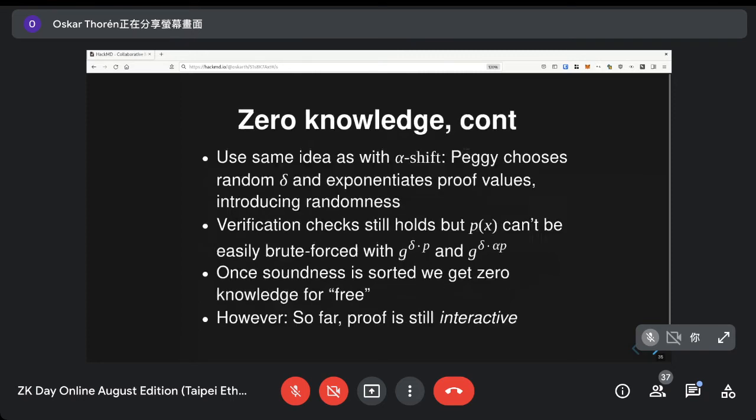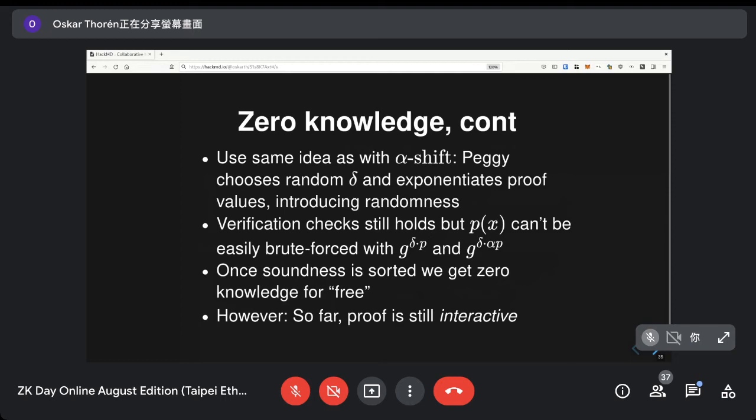And we're going to use essentially the same idea as we did with alpha shift, where Peggy is choosing a random delta and then exponentiating her proof values to it. That's introducing some randomness. And the verification checks still hold, but p of x can't easily be brute forced with this additional term. One pretty neat thing here is that once we had sorted out soundness, we got zero knowledge for free, essentially. So that's neat. But so far, the proof is still interactive.